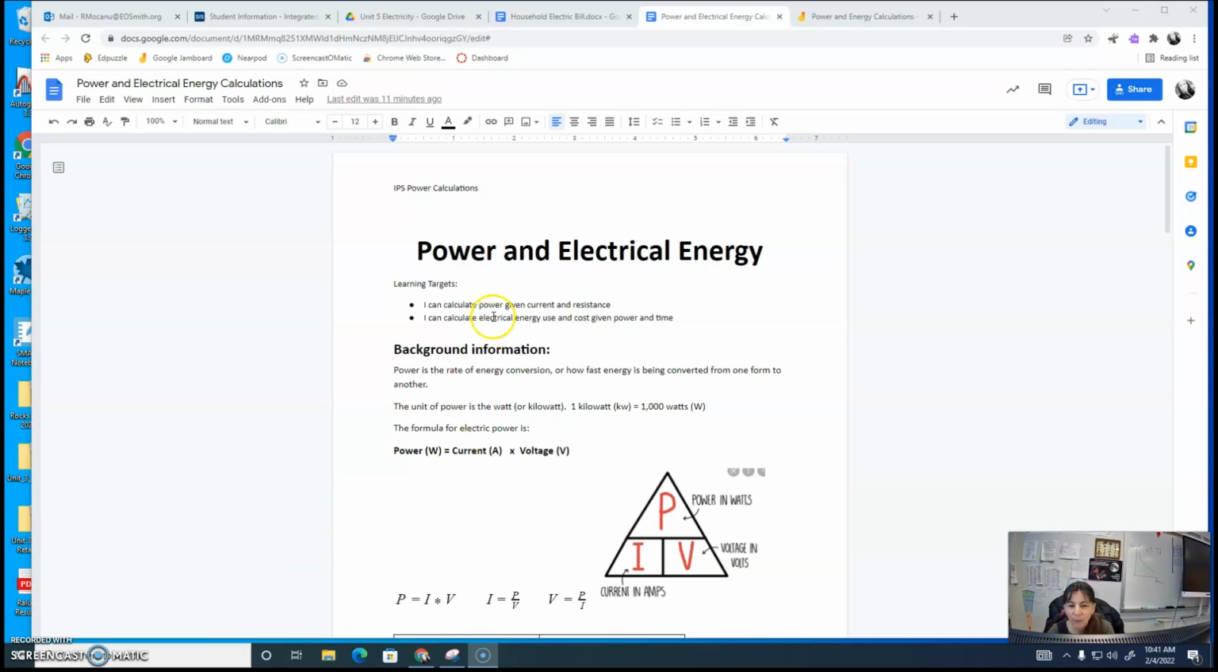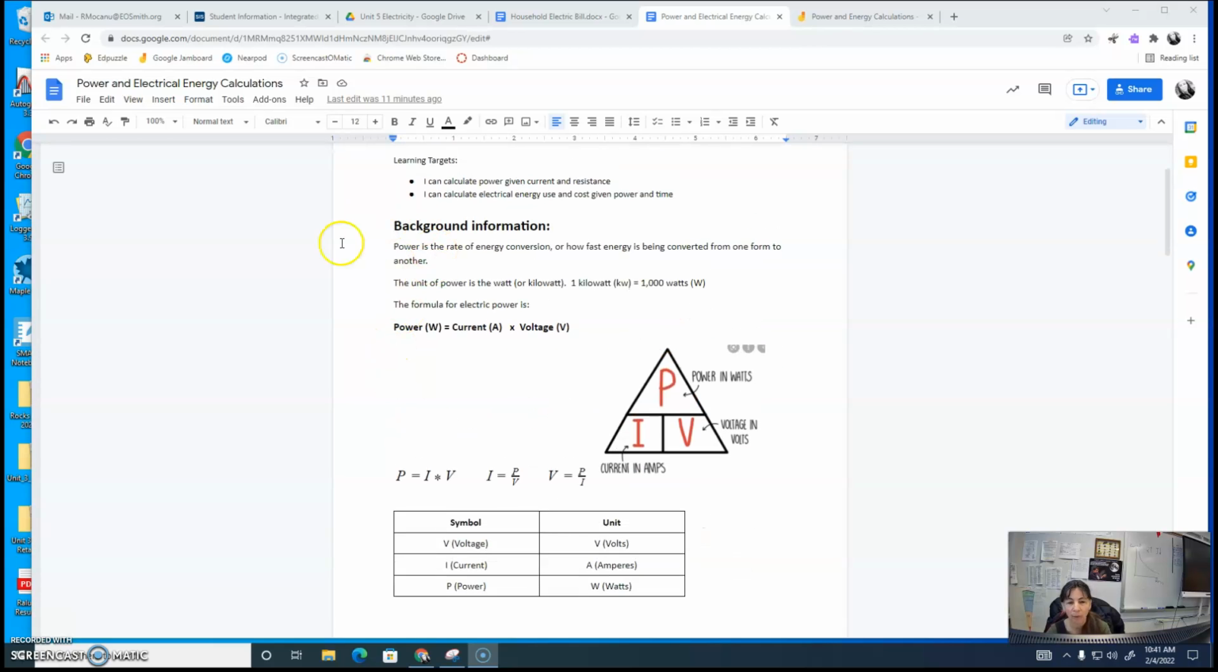Hi everybody, Ms. Mokano here, and today I wanted to go over this worksheet that you guys are doing in class on power and electrical energy. So let's start with power, okay? Power, as is given to you right here in the background information, is how fast energy is being converted from one form to another.